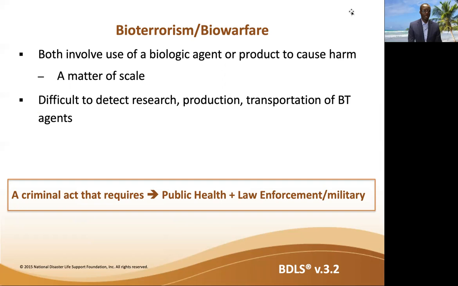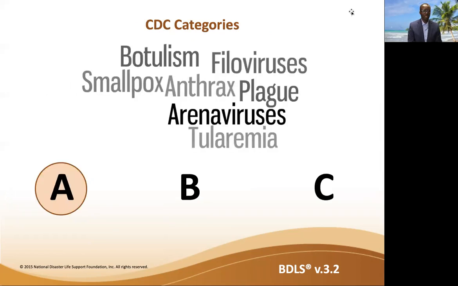Because bioterrorism, by definition, is a criminal act that causes illness, both law enforcement and public health authorities have responsibilities for responding to the event. CDC categories. The CDC categorizes potential bioterror threats into 3 distinct categories in decreasing severity and priority. Category A is the highest category and the one we will touch on here.